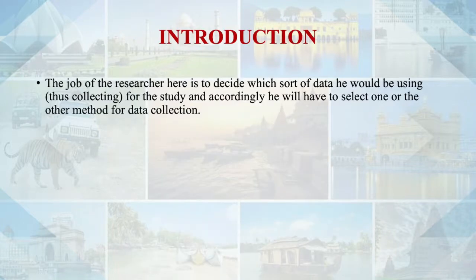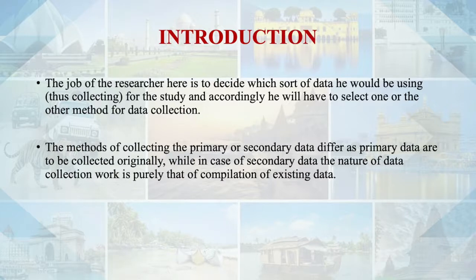The job of the researcher here is to decide what sort of data he would be using for the study, and accordingly he will have to select one or the other method of data collection. The methods of collecting primary and secondary data differ, as primary data are to be collected originally, while in case of secondary data, the nature of data collection work is purely that of compilation of the existing data.